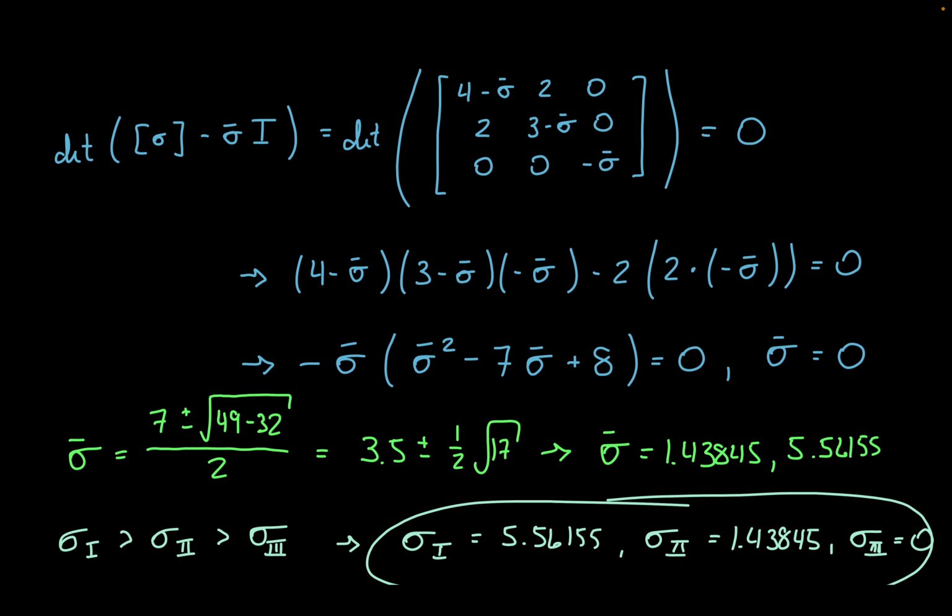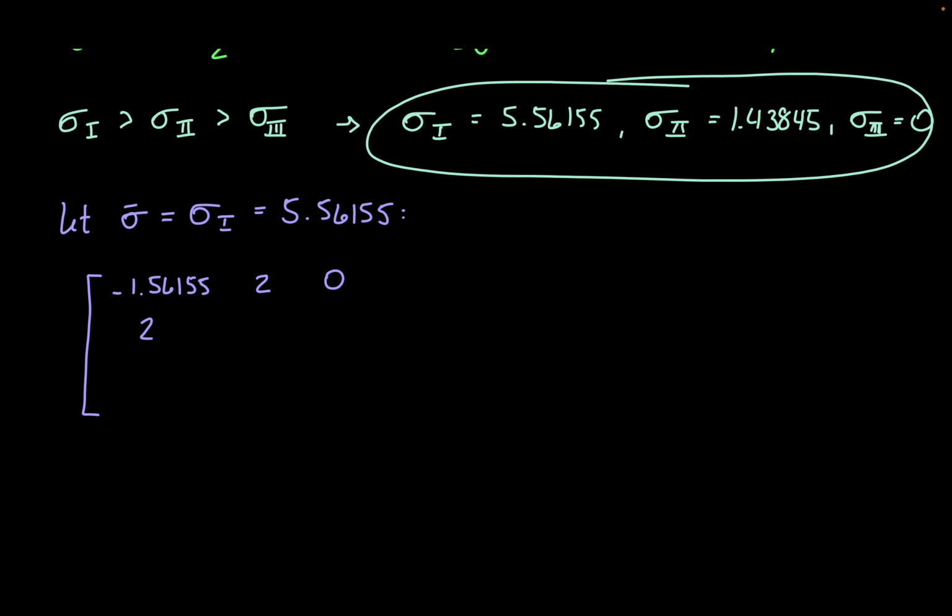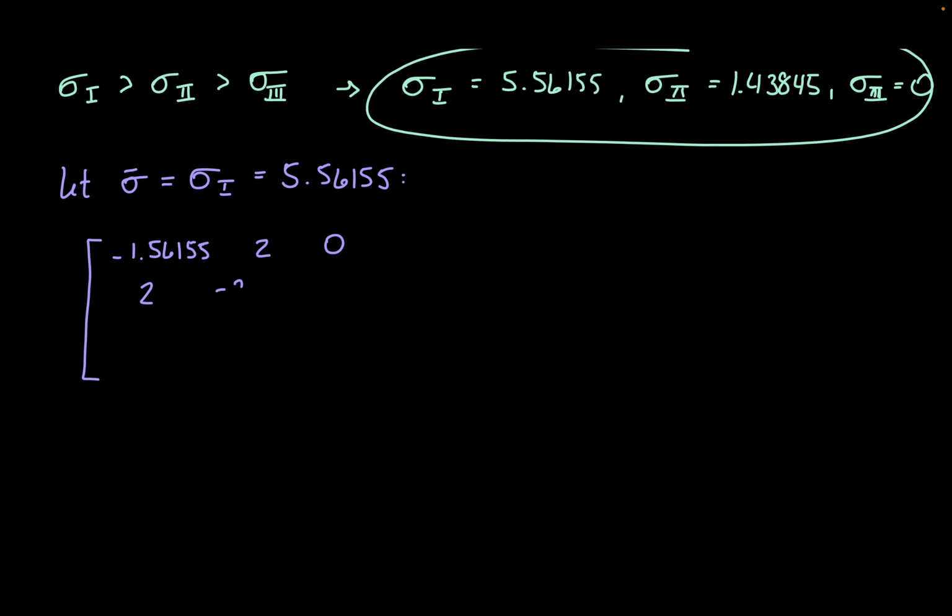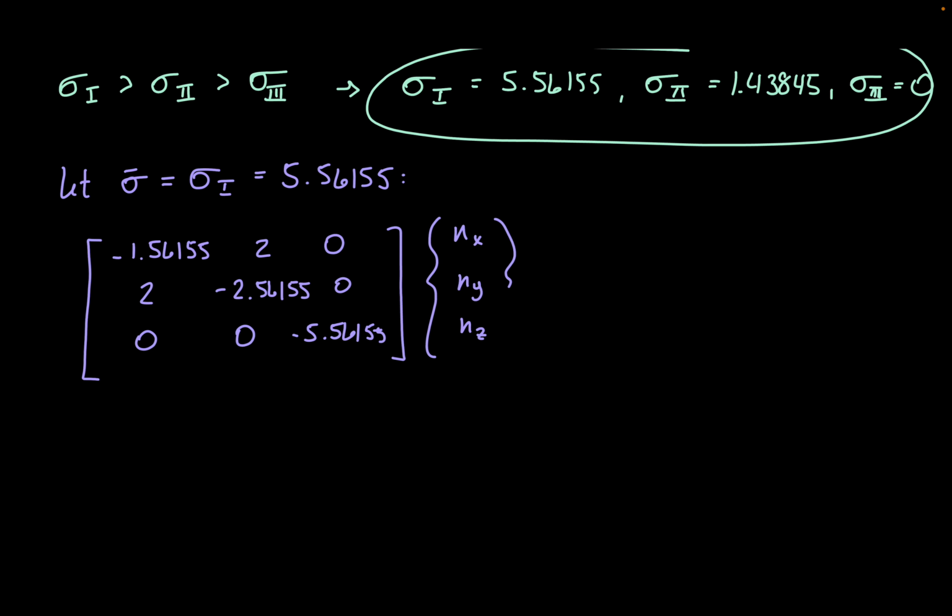Now the next value we had was 3 minus sigma bar. So that will leave us with negative 2.56155. We'll have 0 unaffected, 0, 0. And then we had just negative sigma bar. So it'll just be negative 5.56155. And then this will be multiplied by that normal vector that I was talking about, nx, ny, and nz. And that'll be equal to a 0 column vector.